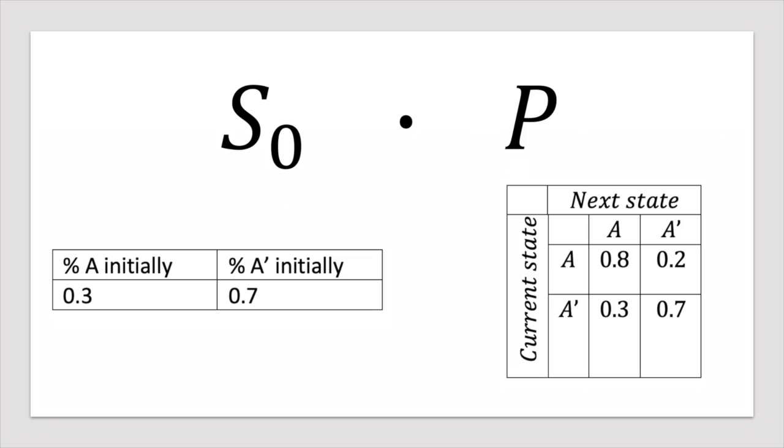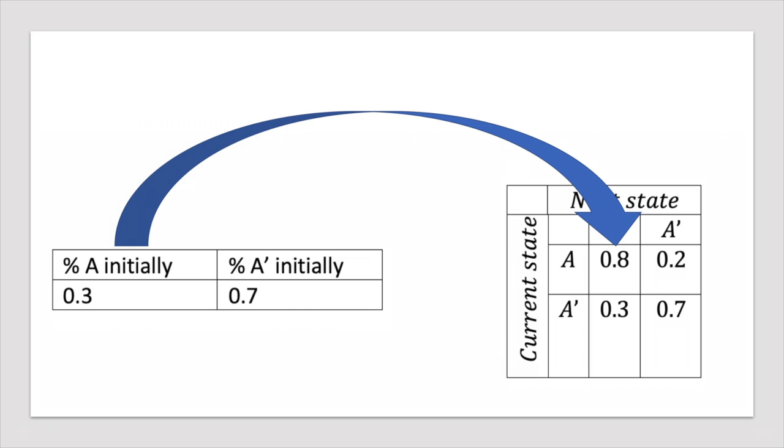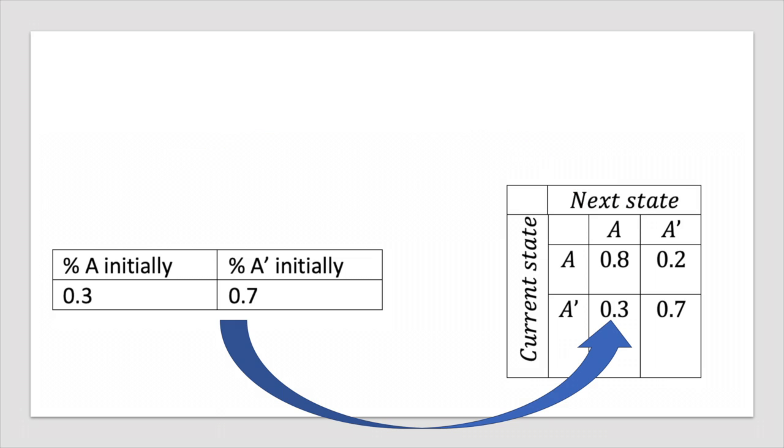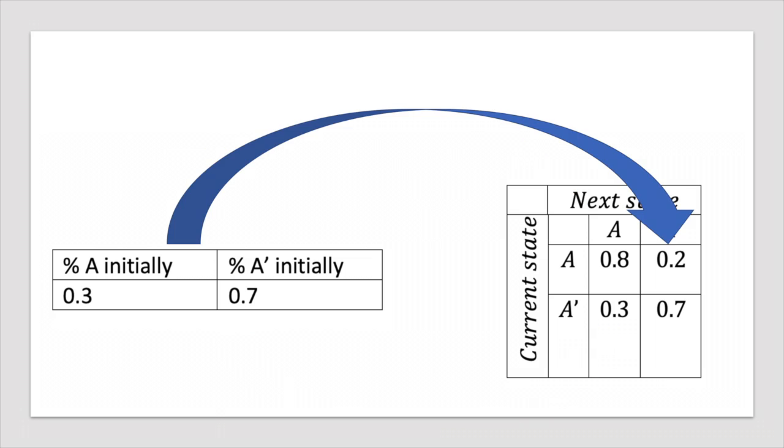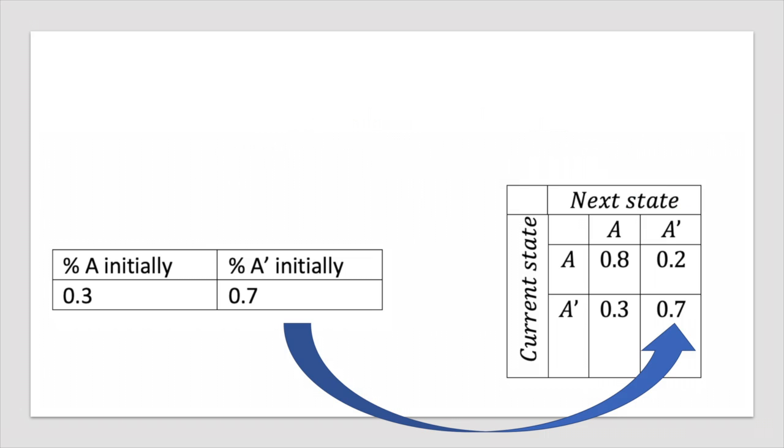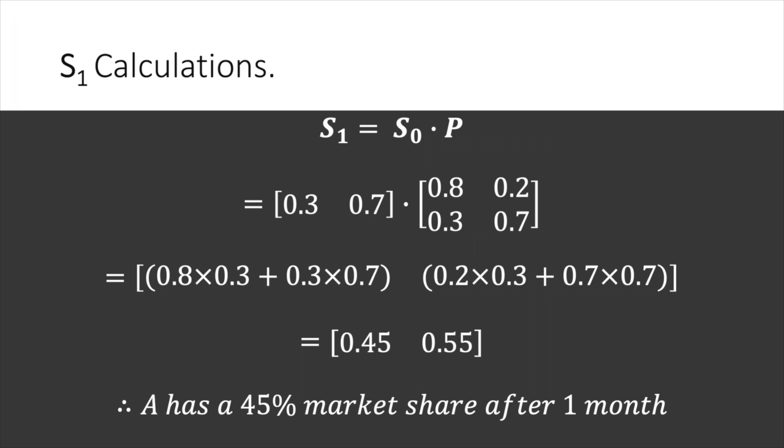Therefore, using matrix multiplication, the percentage of market share after 1 month can be found. For this calculation, the initial state matrix tells us the amount in the current state to determine the amount moving to what state. For example, A's market share will be 80% of the initial 30%, as well as 30% of A''s initial 70%. This follows matrix multiplication.